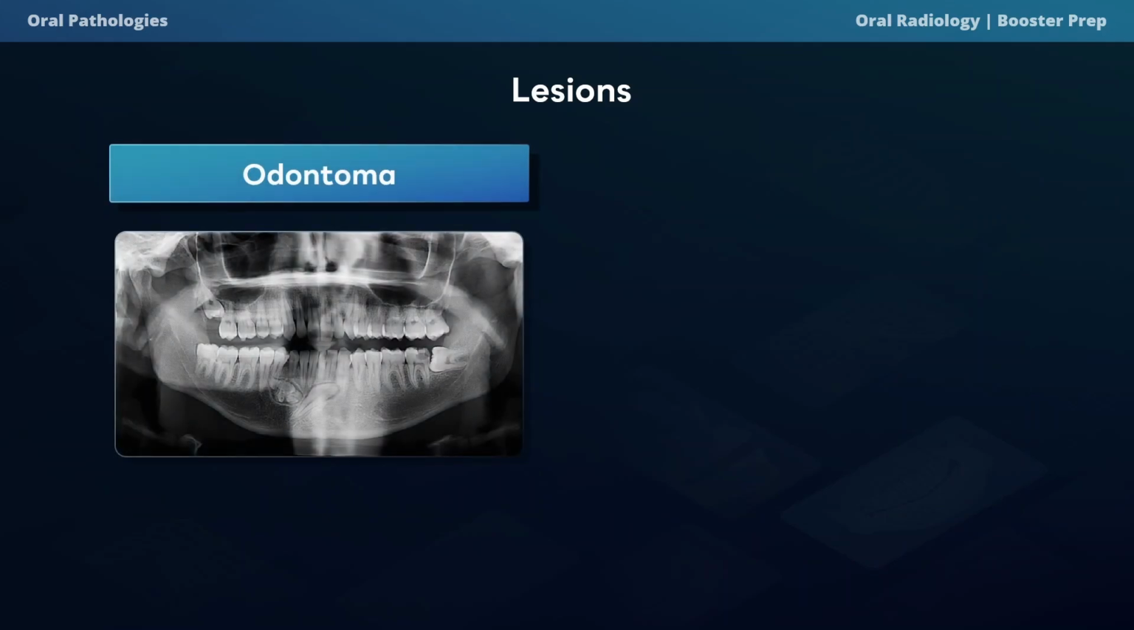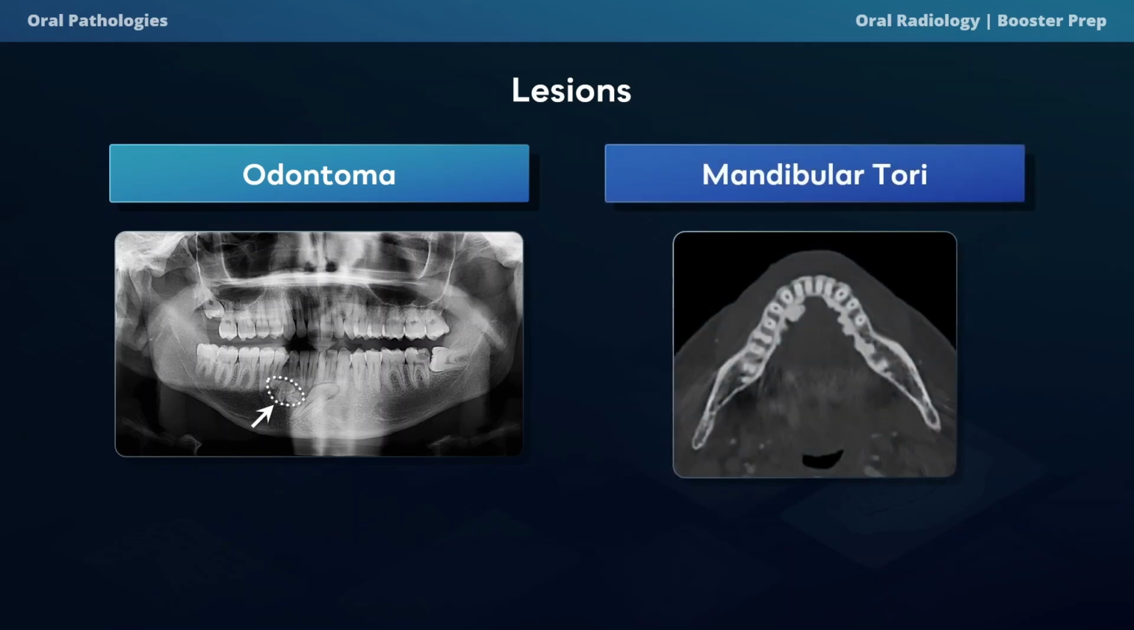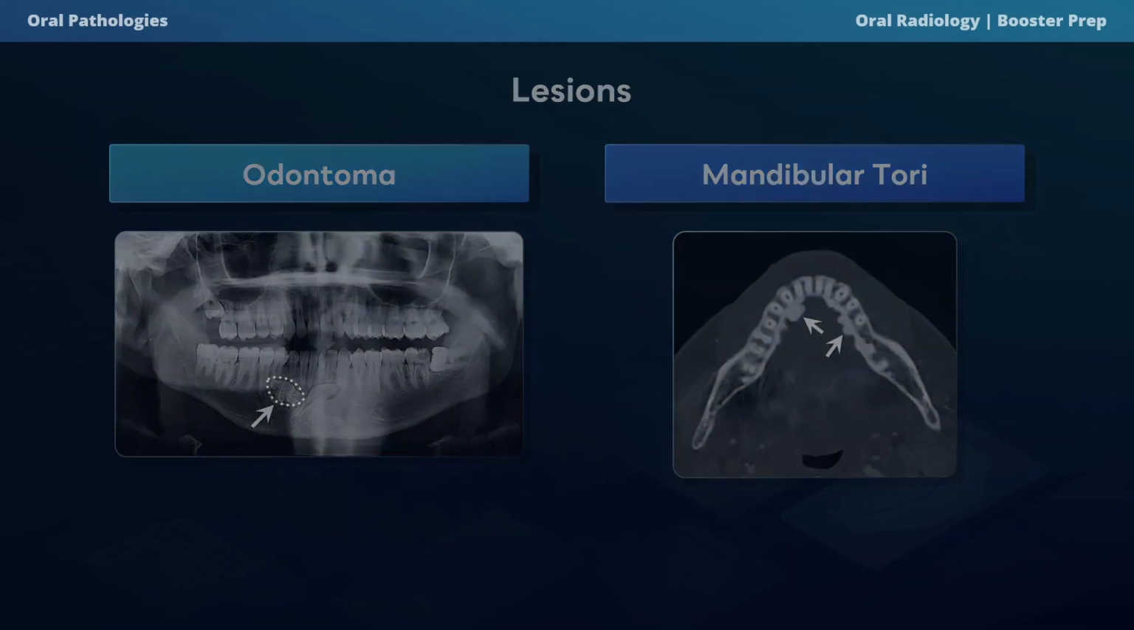Another lesion we might come across is an odontoma, and this is a benign tumor that's made up of tooth-like structures, and on a radiograph it'll show up as a radio-opaque mass with irregular edges. You'll often see a cluster of small calcified structures that look like teeth, all surrounded by a radiolucent zone. Next, we have mandibular tori, and these are bony overgrowths that can develop on the inside of the lower jaw, usually tucked right under the tongue. You can catch them on a panoramic, but they're best viewed with a CBCT.